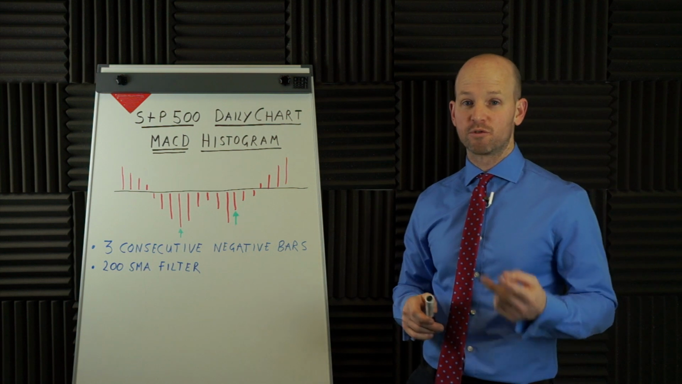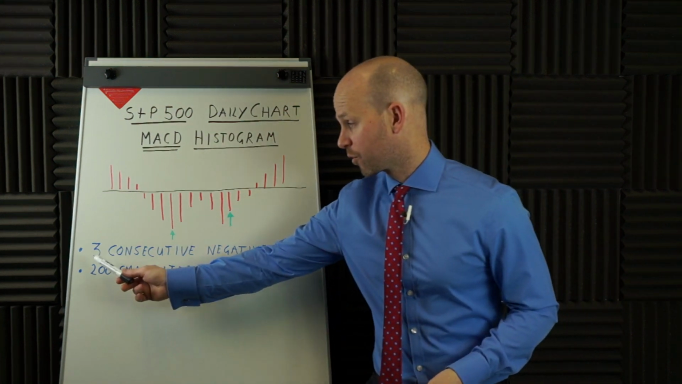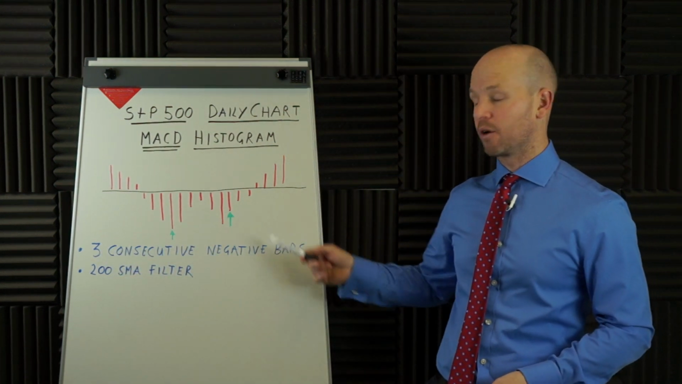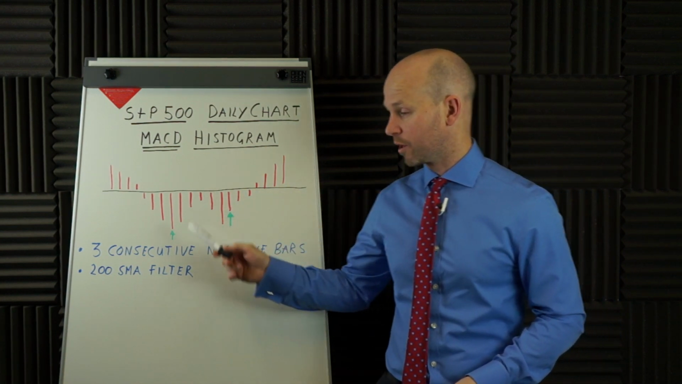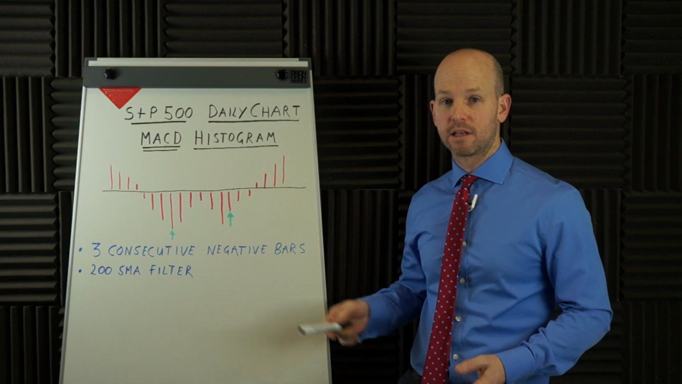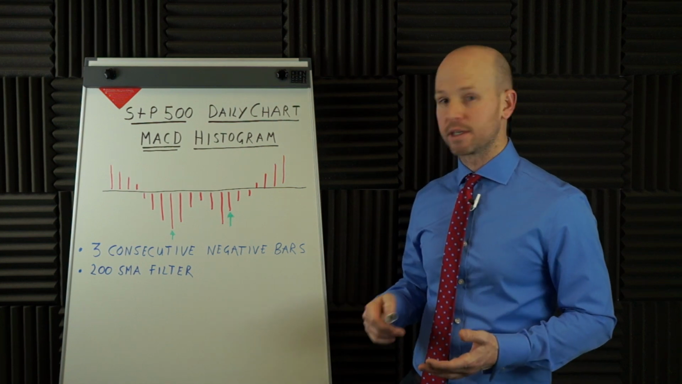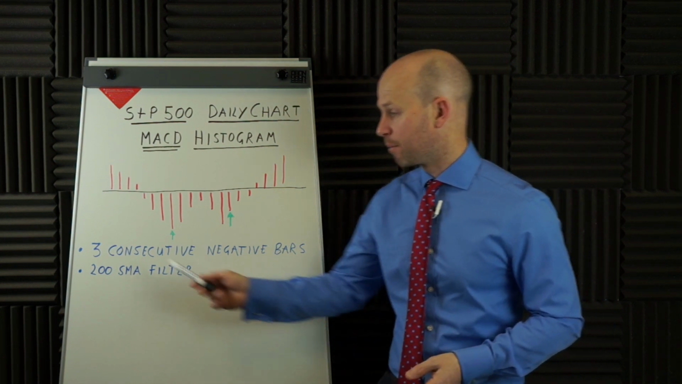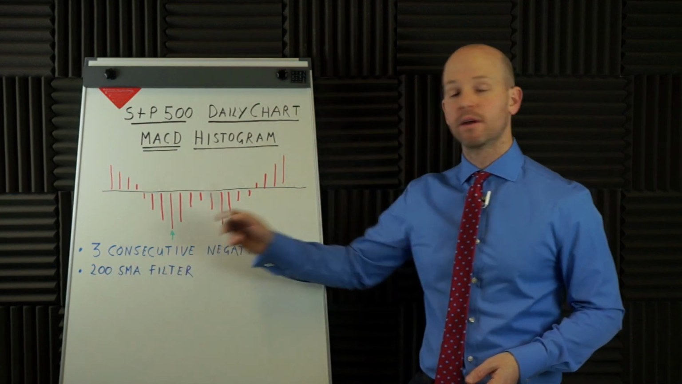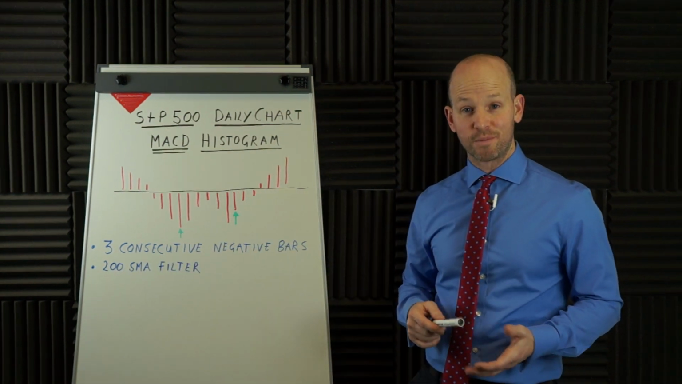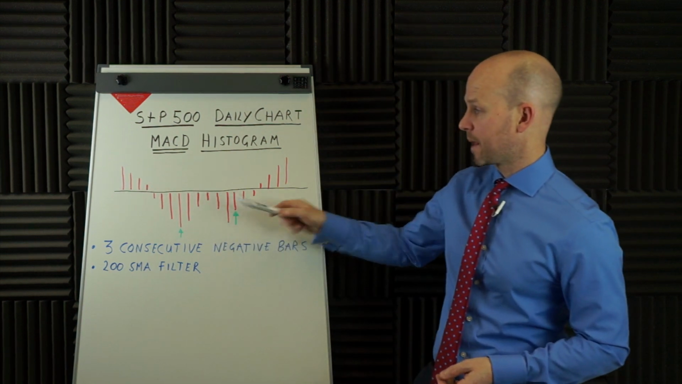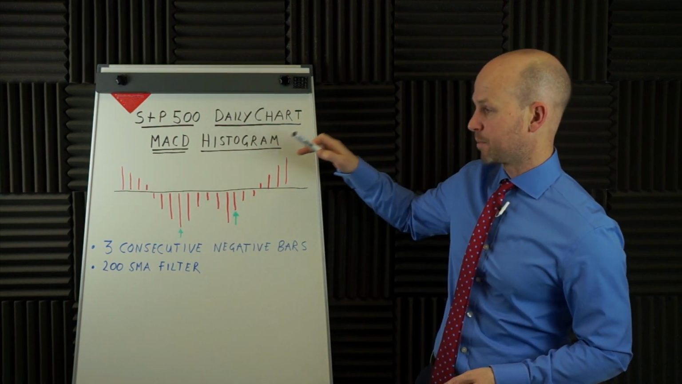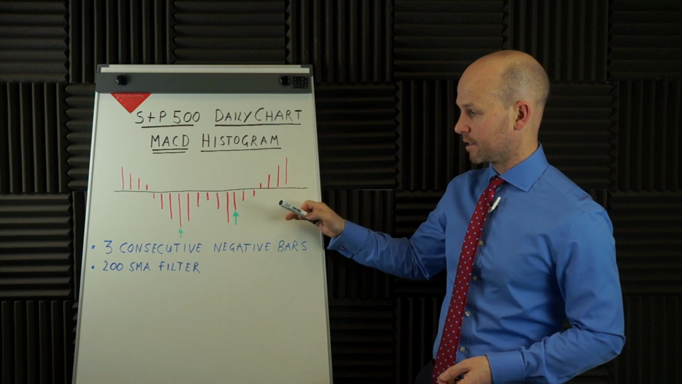All we're looking for is really 2 rules. We're looking for 3 consecutive negative bars on the MACD histogram, and we're making sure that we're in a longer term uptrend, and to determine that we want to see the close of the last daily bar above the 200 period simple moving average. So those 3 negative consecutive bars. Here's the histogram. Anything above the center line is positive, anything below is negative.